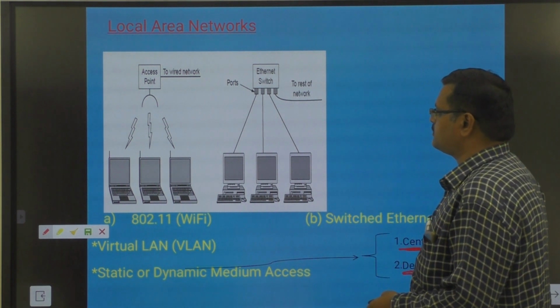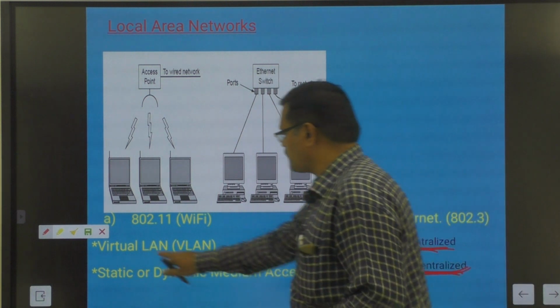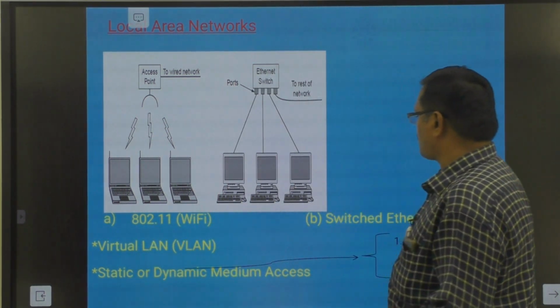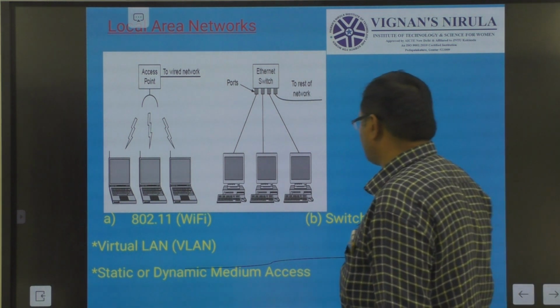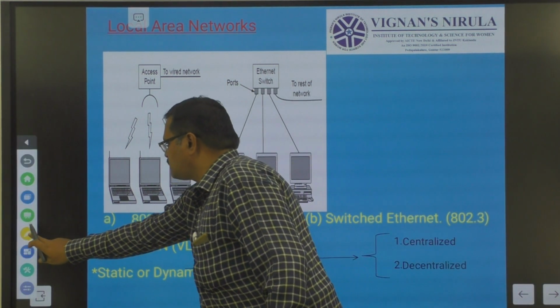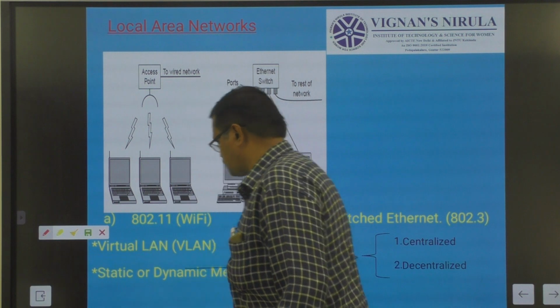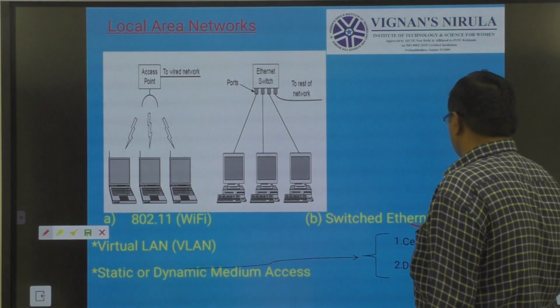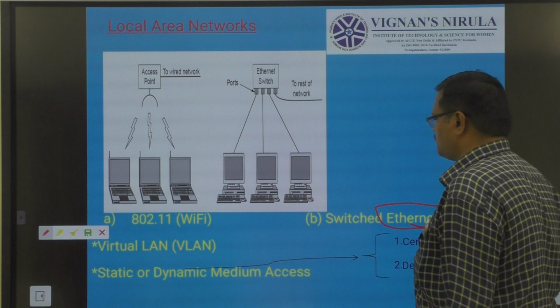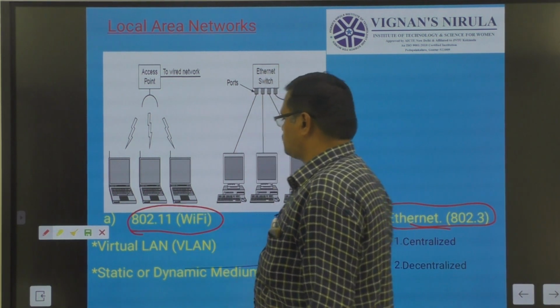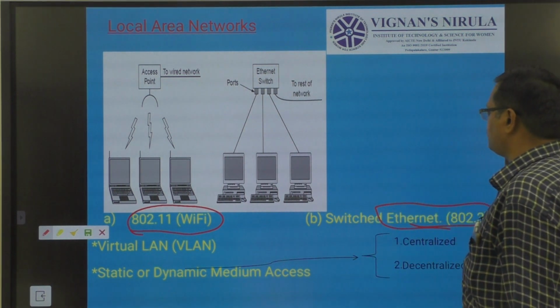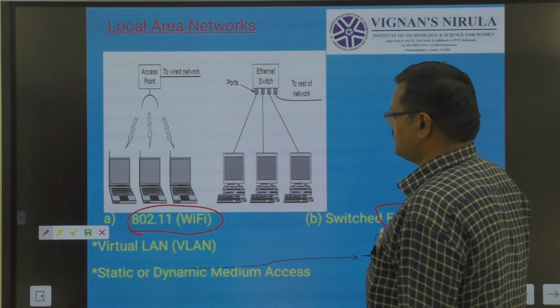Static or dynamic. Here 802.3 is a switched Ethernet. Okay, and 802.11 is Wi-Fi. 802.11 is Wi-Fi and 802.3 is the Ethernet.